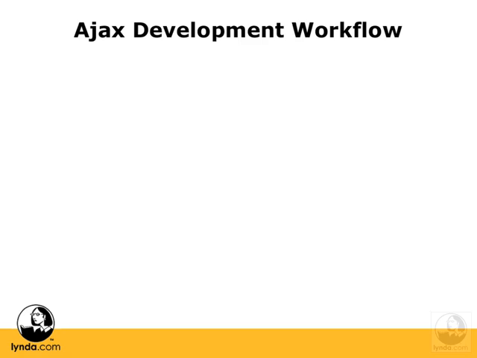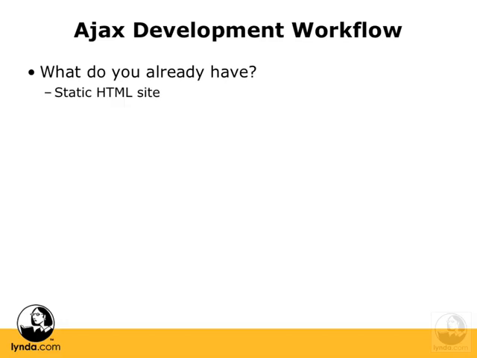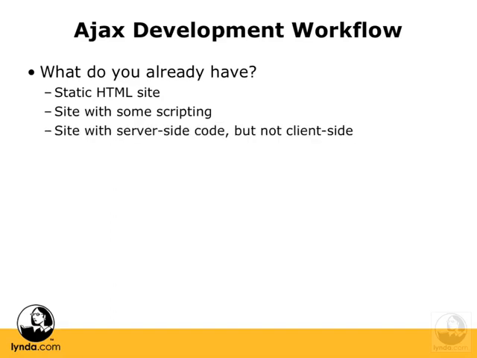Now that we're getting started on Ajax, I'm assuming that you already have a site to which you wish to add Ajax. So what kind of site do you already have? Maybe it's a static HTML site. Maybe it's a site with a little bit of JavaScript, but no Ajax code yet. Or maybe it's a site where you've got tons of stuff that's already in PHP, Ruby on Rails, Perl, whatever, but all your code's on the server side. But now you want to add some client-side fanciness to it, and you want to do that using Ajax.